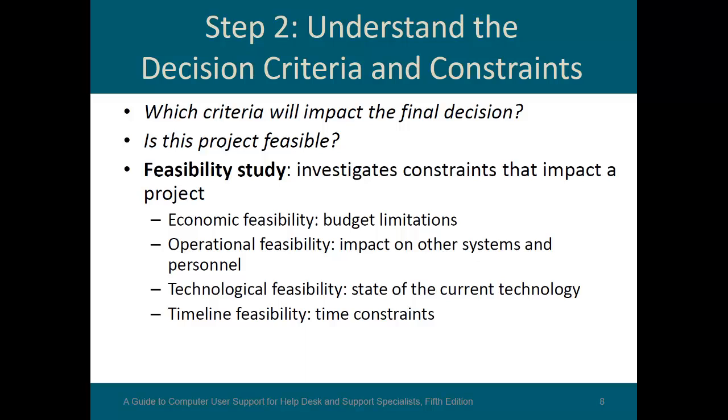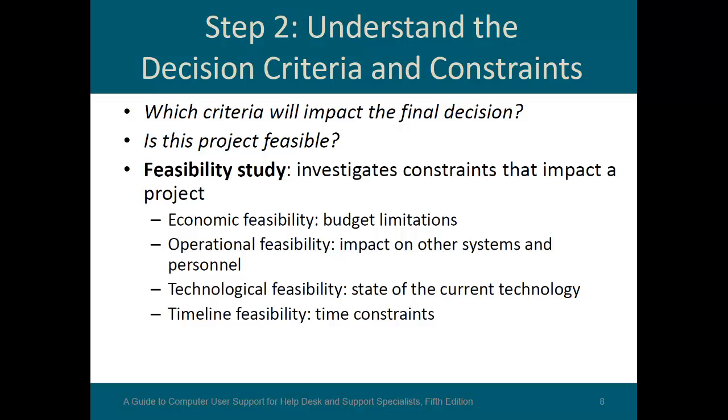Step two, understand the decision criteria and constraints. Which criteria will impact the final decision? Is this project even feasible? Maybe it'll be too expensive. We won't be able to afford it. So we've got to do a feasibility study to investigate the constraints. That's anything that will keep you from actually performing the project or seeing it to completion.